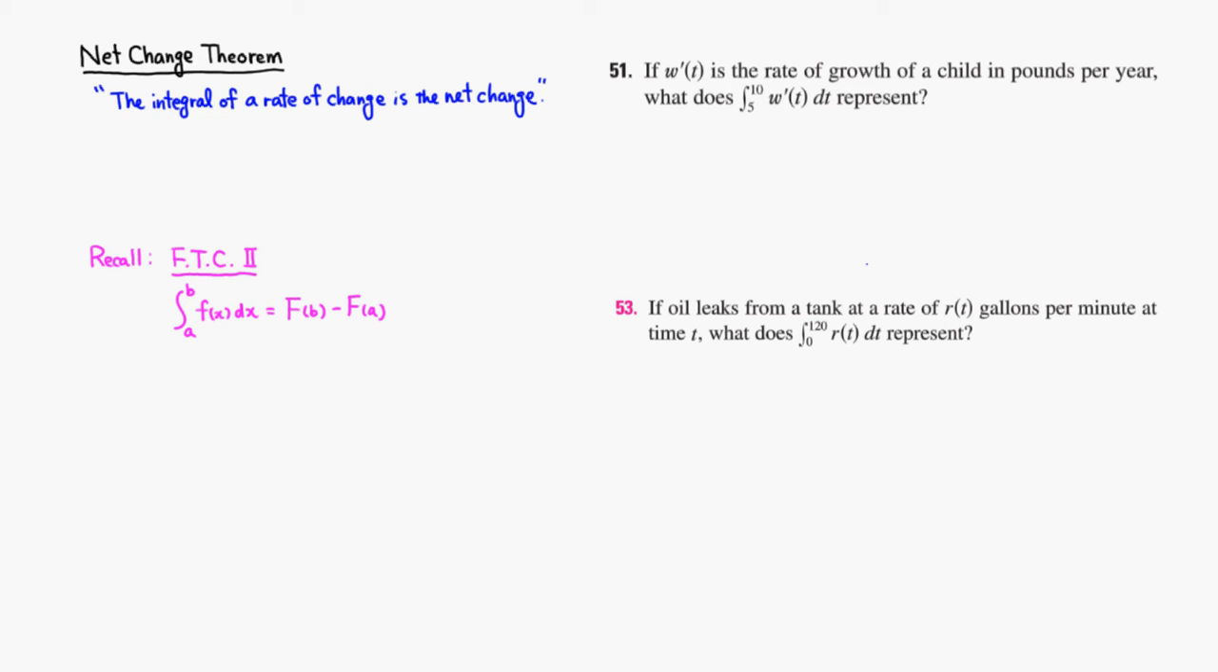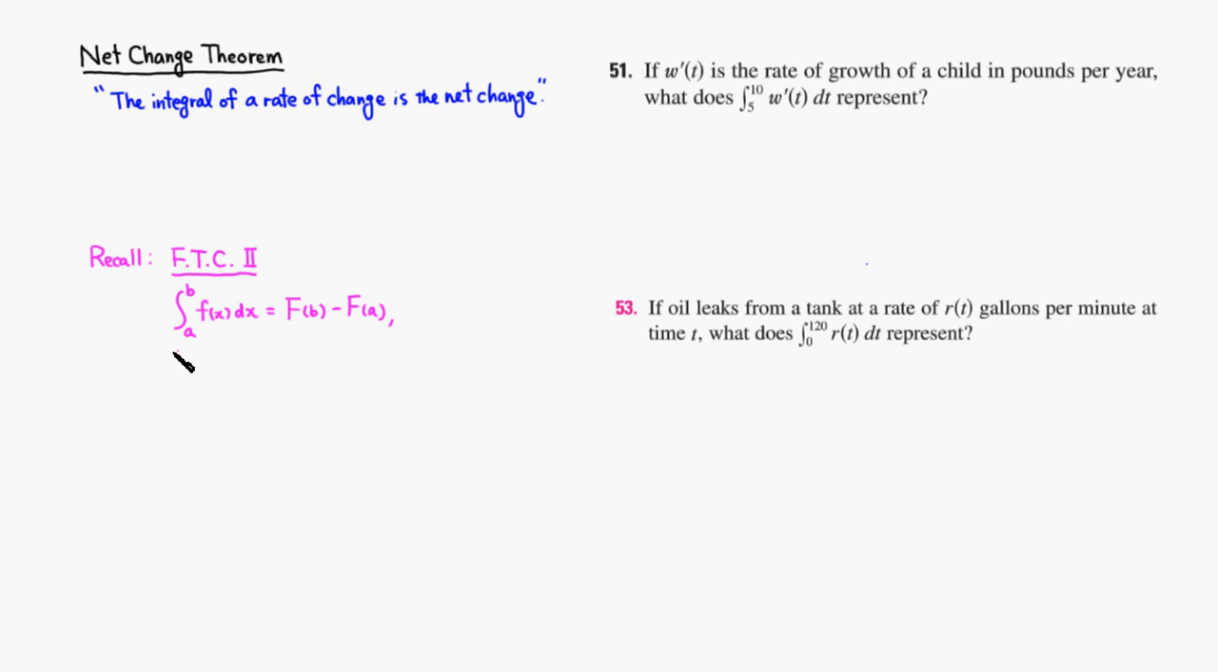Okay, let's look at the net change theorem. Before we do that, let's recall the fundamental theorem of calculus 2. It goes like this. The integral from a to b of f of x dx is equal to capital F of b minus capital F of a, where capital F is any antiderivative.